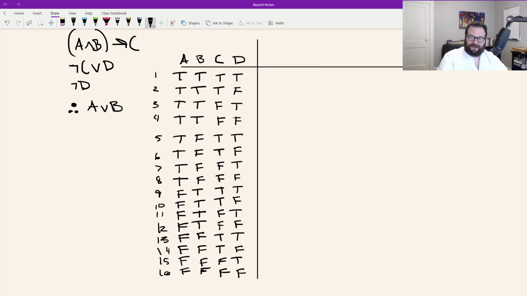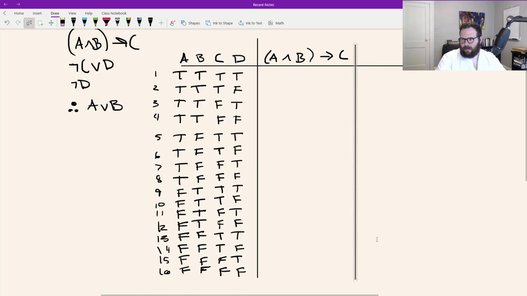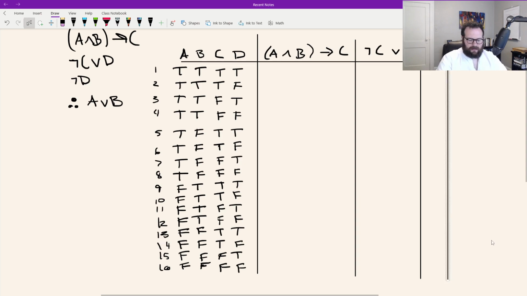Done. Now we can put the actual argument in, right? So we have if A and B, then C. And we need a line. It's not the case that C or D. Need another line. Not D. One more line. A or B.